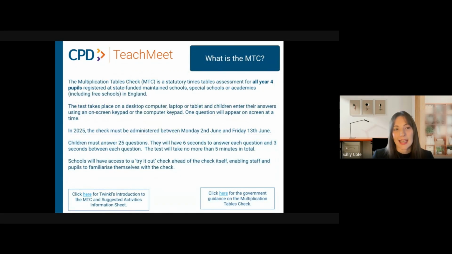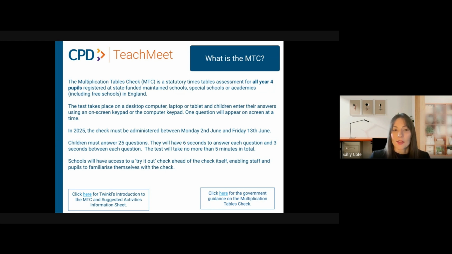So what is the MTC? So the MTC is the short name for the Multiplication Tables check, which is the statutory times table assessment, which all Year 4 pupils need to do in England. So that's children that go to state-funded maintained schools, special schools or academies, including free schools. The test takes place on a computer. So that can be on a laptop or a tablet, or a desktop computer.